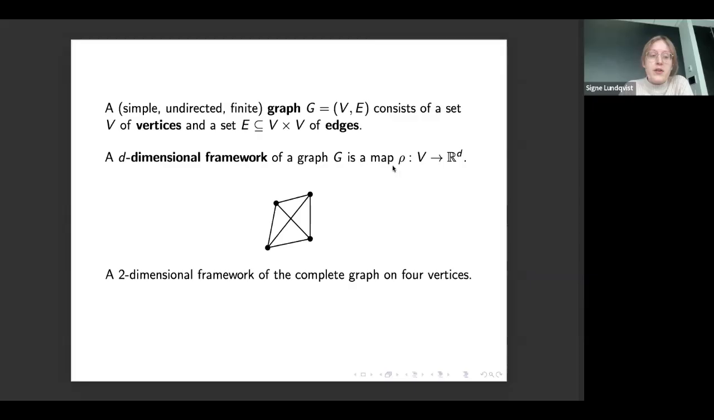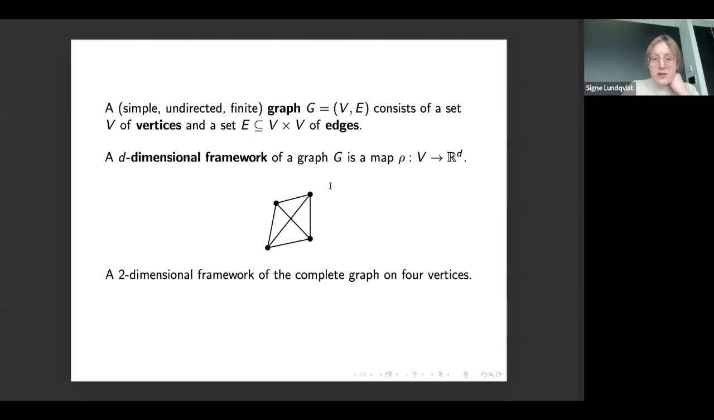But rigidity theory is fundamentally about geometry, right? So what we do is we draw these graphs in the plane. If you have a finite, simple, undirected graph, drawing the graph in R^d, so d-dimensional Euclidean space, just amounts to mapping your points somewhere in Euclidean space. And then you can see the edges as just the unique straight lines between the vertices. So a framework in the plane is something like you can see on the slide. That's a framework of K4.